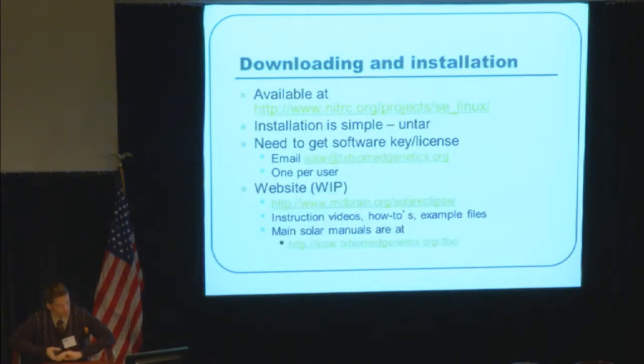So SOLAR-Eclipse is available for download and installation freely at our Nitric web page. Installation is relatively simple. You just untar the file, and the first time you execute it, it will ask you for the software key license, which is again free and typically available, and you only have to do it once per user. So just send an email with a code to the email address, and you'll get it.